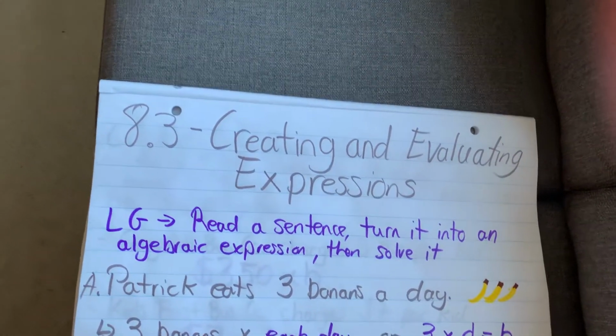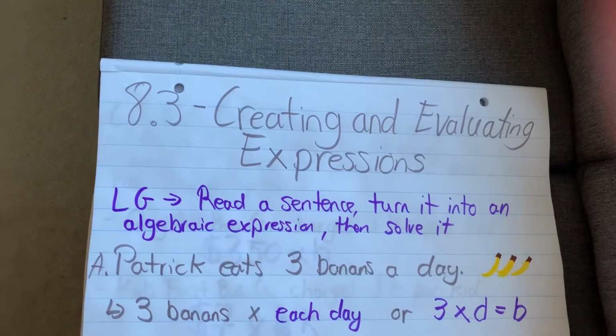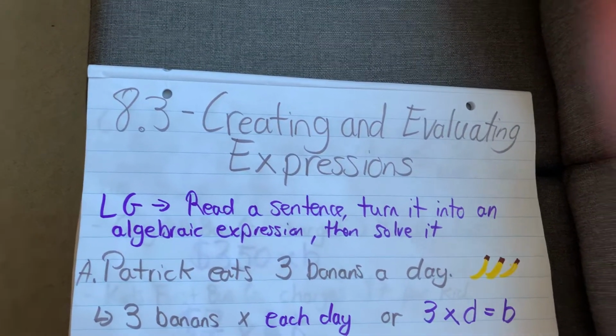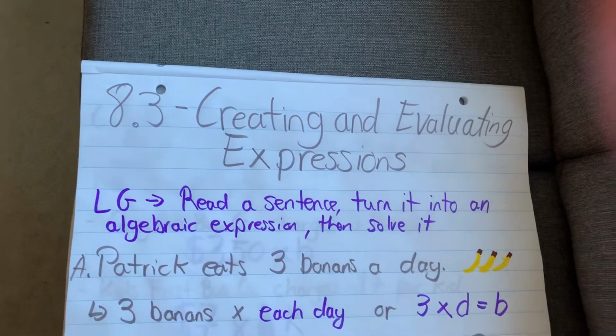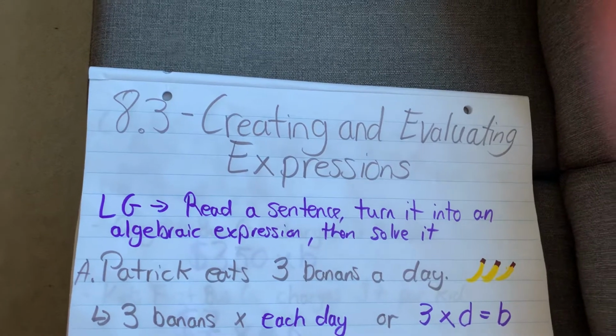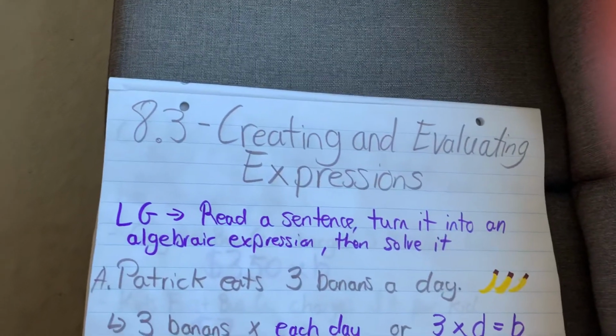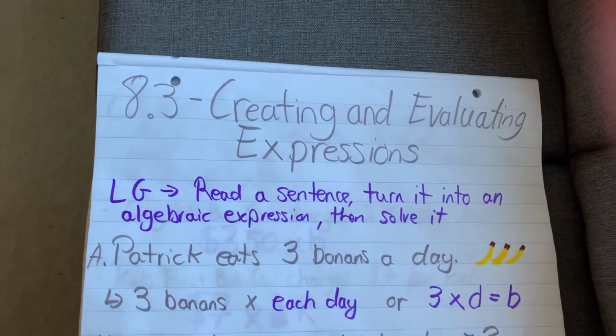And so I've read my sentence. I need to turn that into an algebraic expression. So 3 bananas times each day, or 3 times D equals B. D will be for the day, and B will be for banana. So 3 times however many days it is will give me how many bananas this guy eats.